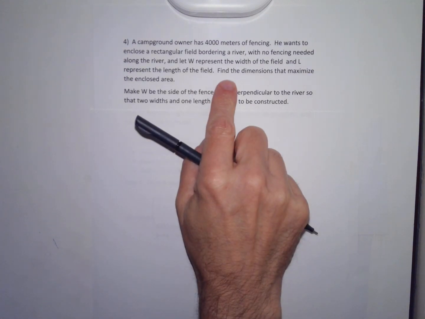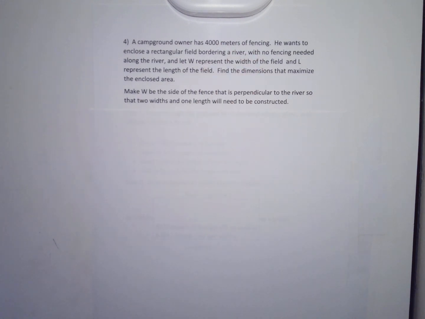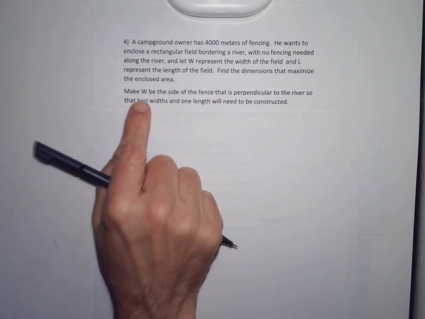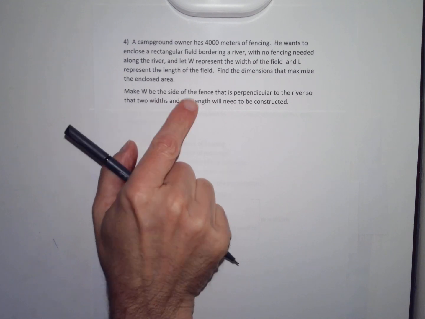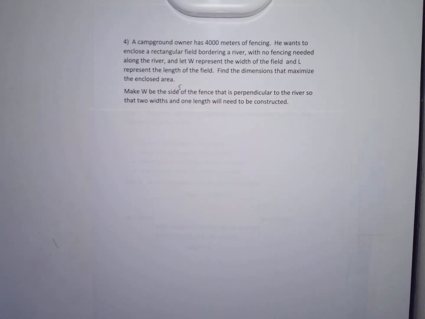Let W be the width of the field, L be the length of the field. We want to enclose the maximum area possible. So find the dimensions that maximize the enclosed area. This is my goal, to find a length and the width using my 4,000 meters of fencing, constructing 3 sides, and get the maximum area enclosed that's possible. And I suggested to make the width, W, be the sides of the fence that are perpendicular to the river. And we're going to need 2 widths and 1 length.